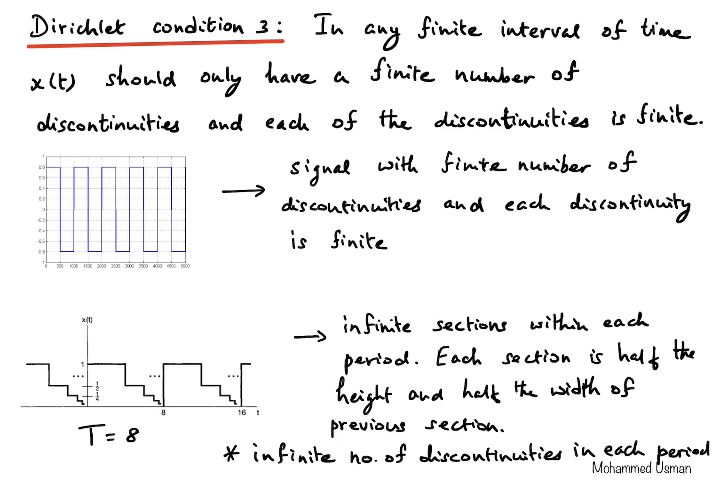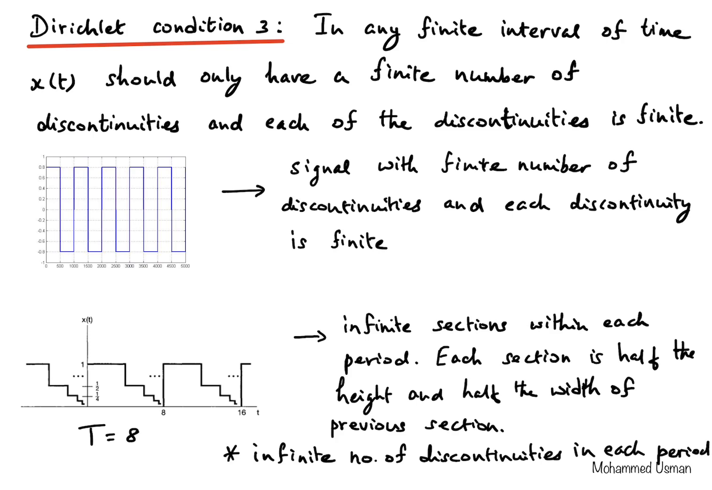So there are an infinite number of discontinuities within one period. One period is 8 time units, and within one period there are infinite such discontinuities. There's an abrupt change here. This vertical line is a discontinuity. This vertical line here is a discontinuity. Again here is a discontinuity. Again here it's a discontinuity. It becomes smaller and smaller, but it doesn't become zero. So there are an infinite number of discontinuities within each period.